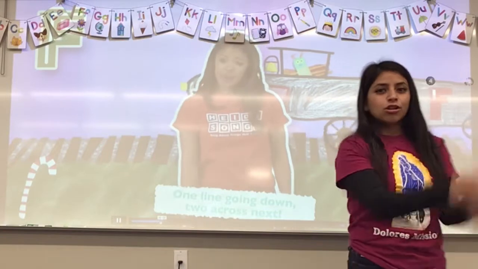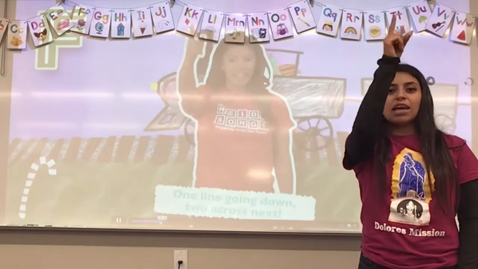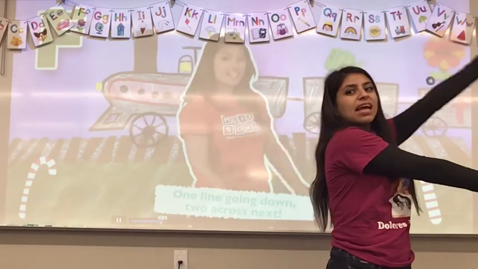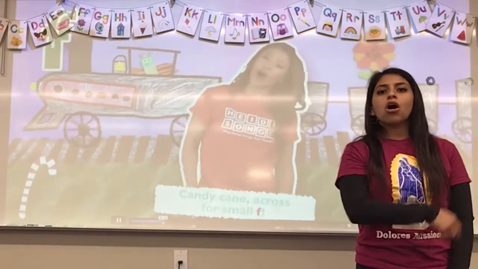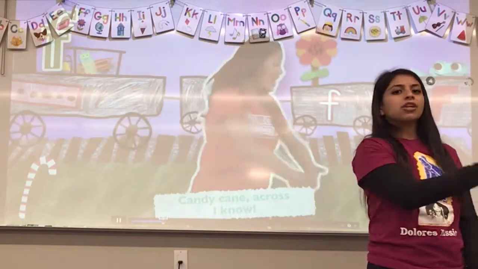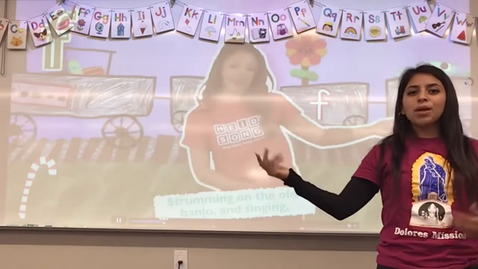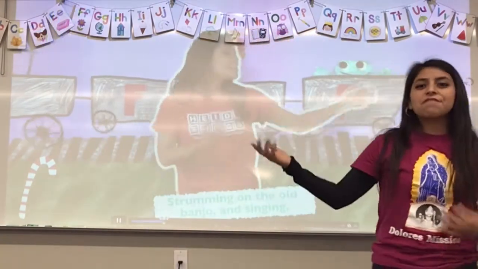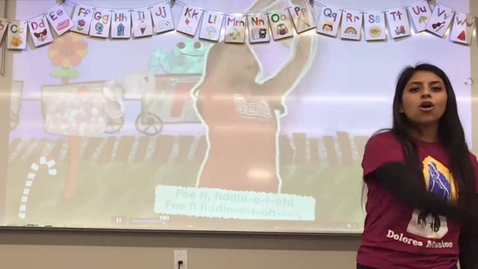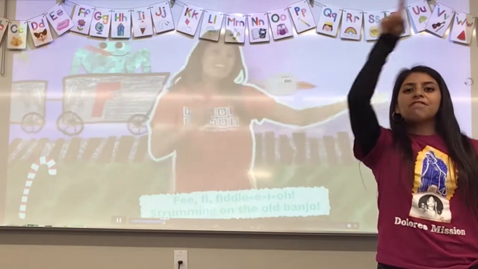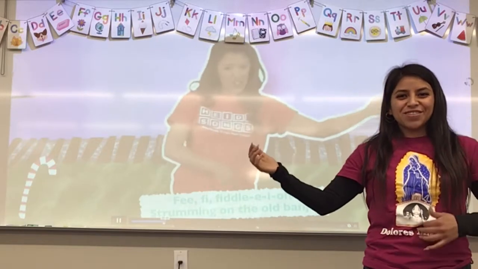One line going down, 2 across next. That is how you make it F. One line going down, 2 across next. That is how you make it F. Candy cane across for small F. Candy cane across, I know. Candy cane across for small F. Strumming on the old banjo and singing B5, Philly-I-O. Strumming on the old banjo.